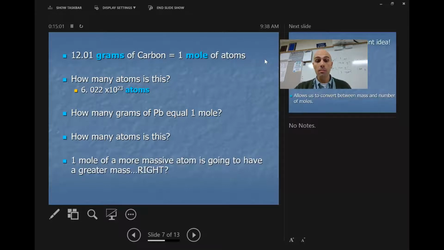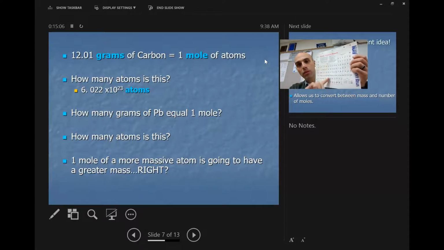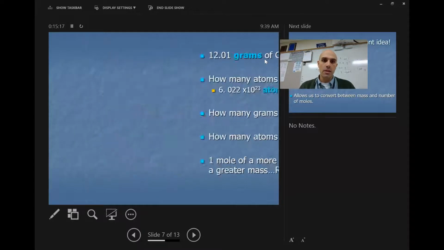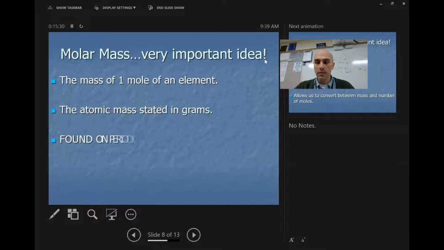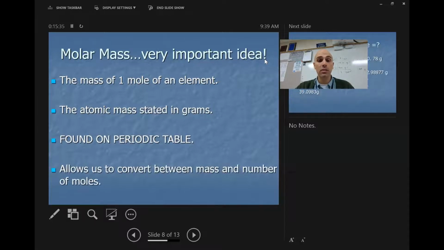1 mole of a more massive atom is going to have a greater mass. And I just want you to understand that as we get further down on the periodic table, the masses will be greater, but it's still always equaling 1 mole. All right. So molar mass, very important. It's the mass of 1 mole of any element. We get that from the periodic table. It's always stated in grams, and it allows us to convert between mass and the number of moles.